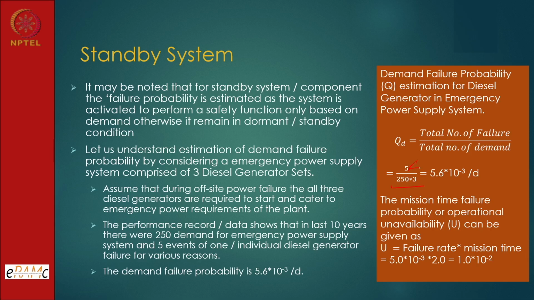And 5 failures were noted there. So 5.6 into 10 to the minus 3. So this is a demand failure probability for now. In the fault tree, we can straight away estimate this, but then the diesel generator starts and operates also.